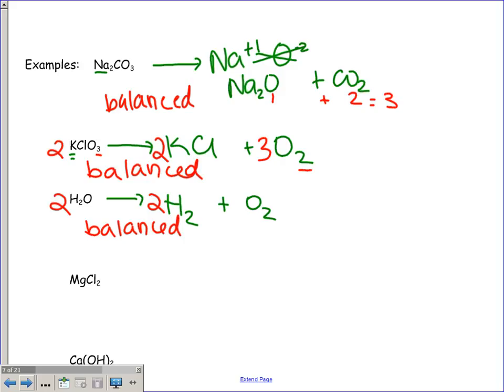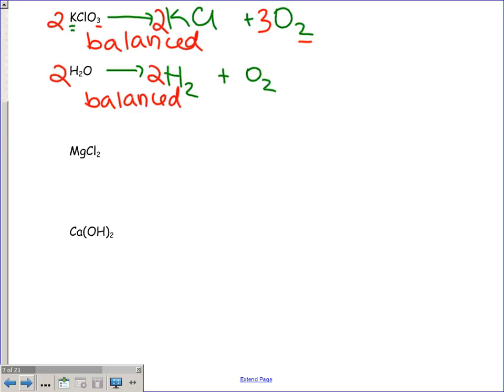Alright, MgCl2. MgCl2 is going to be a binary compound. It has two elements, Mg and Cl. So when it breaks down, it's going to break down into its two pieces. Magnesium, which is a metal, and chlorine. Now, don't let this fool you. I have a 2 here and a 2 here. This is because it's diatomic.